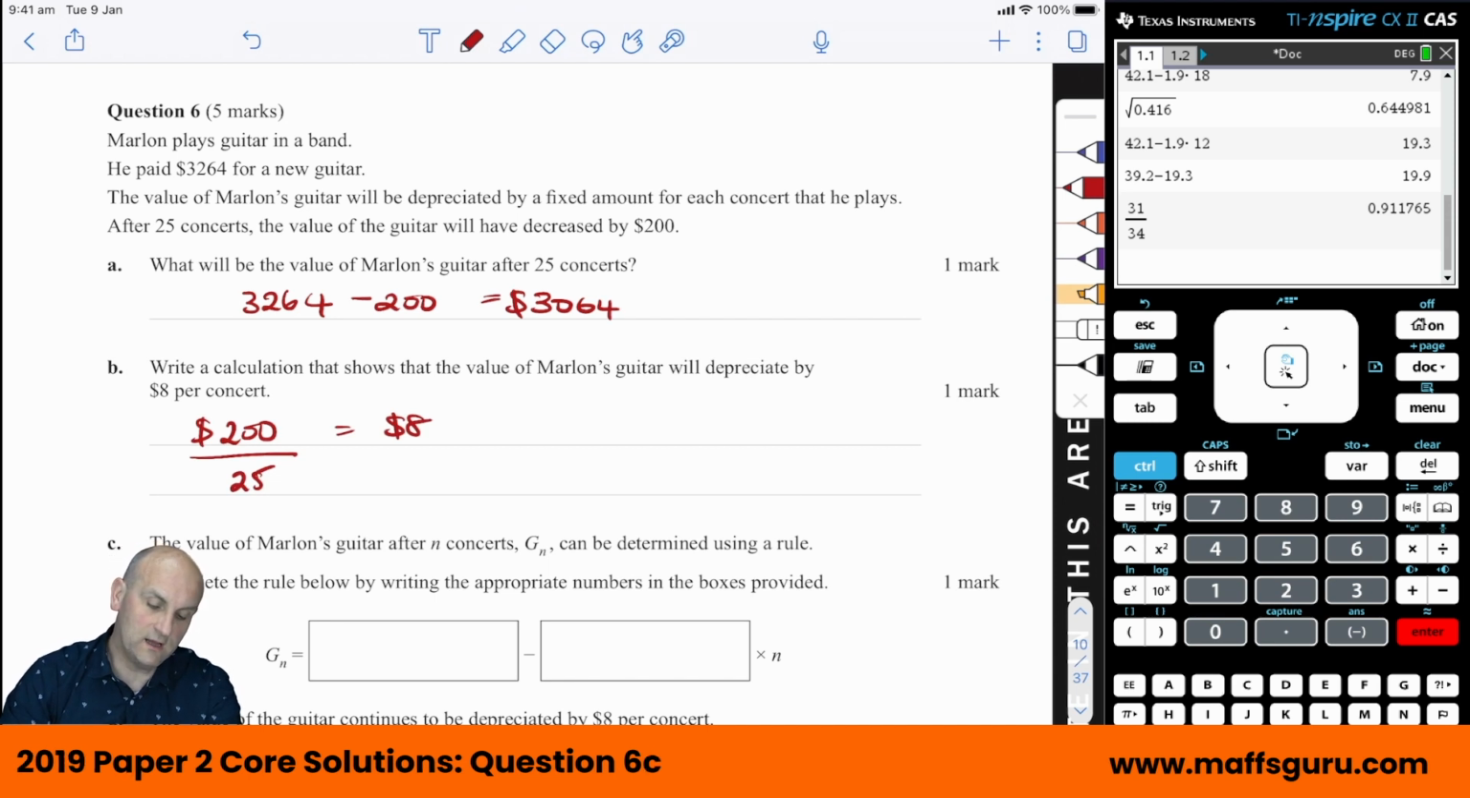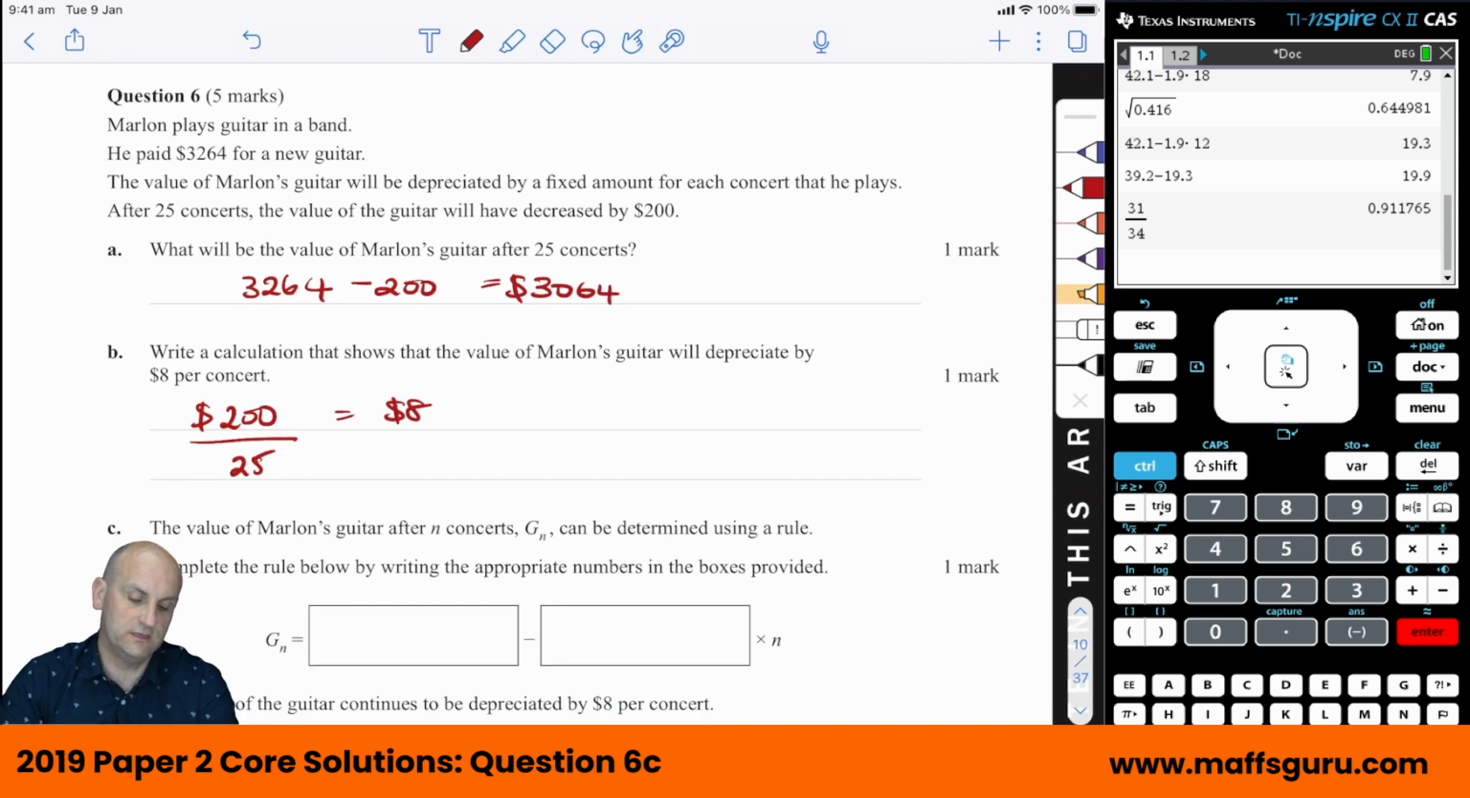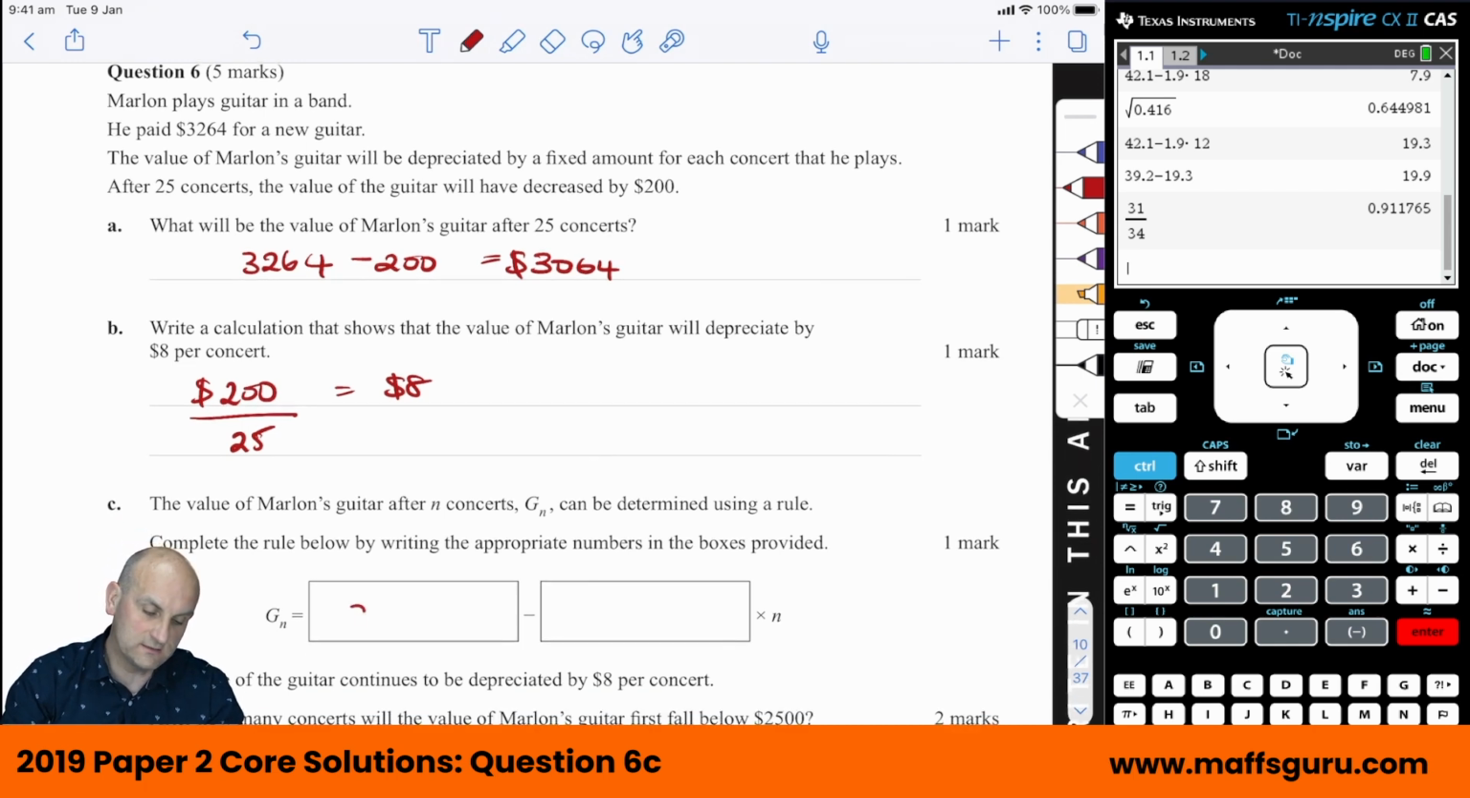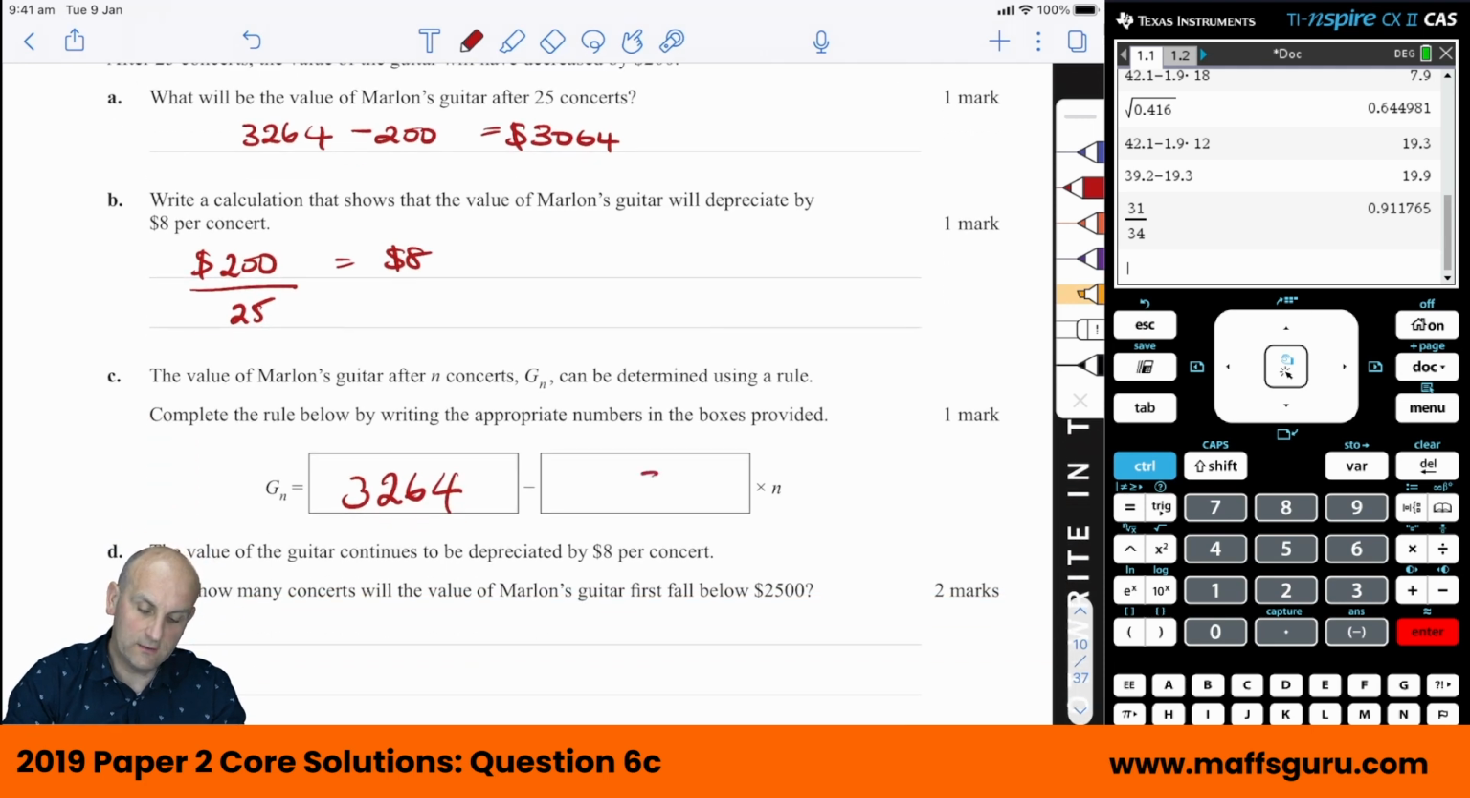The value of Marlon's guitar after n concerts can be determined using a rule. Complete the rule below by writing the appropriate numbers in the boxes provided. Well, we know that Marlon's guitar starts at 3,264, and it is going to go down by $8 for every performance.